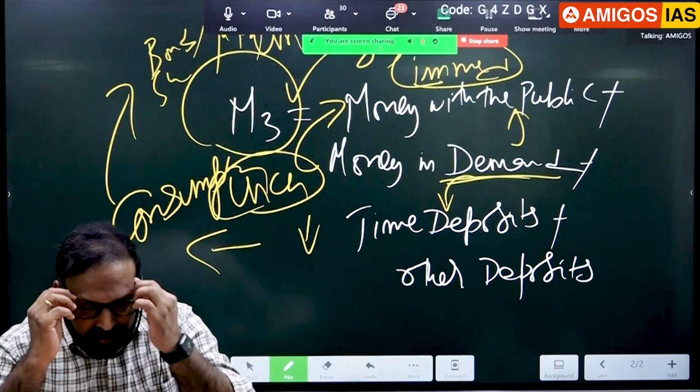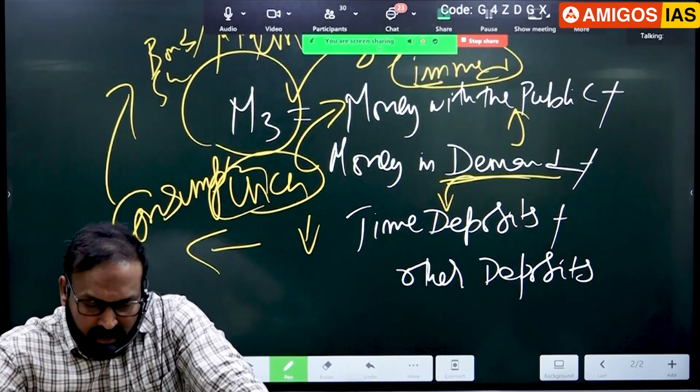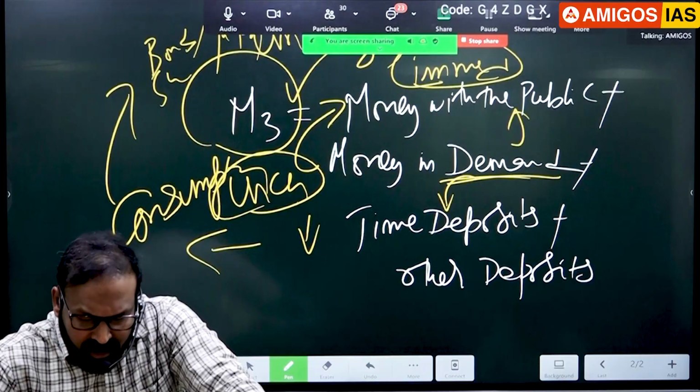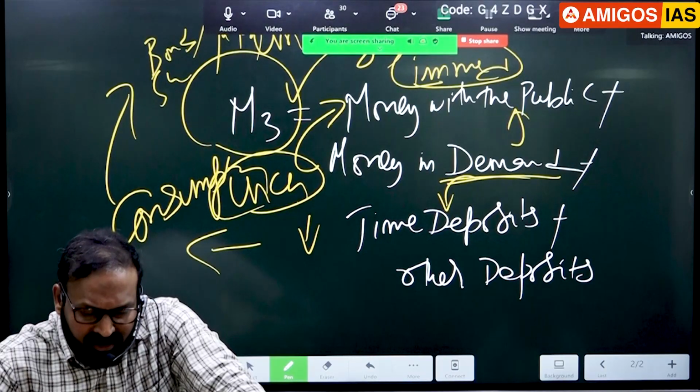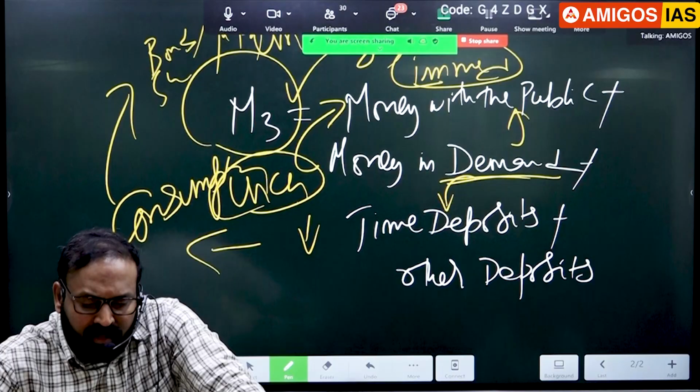What is the next one? So both the statements are right. Therefore, the answer is C, 1 and 2. Next.